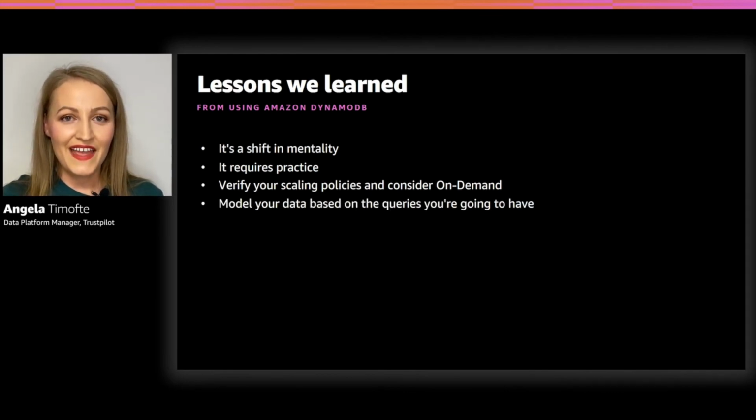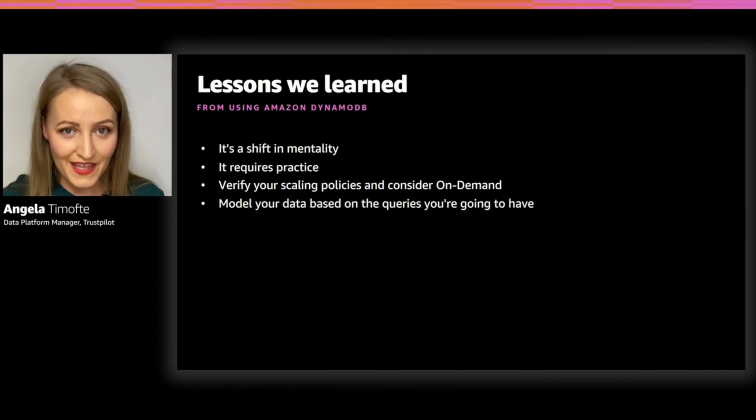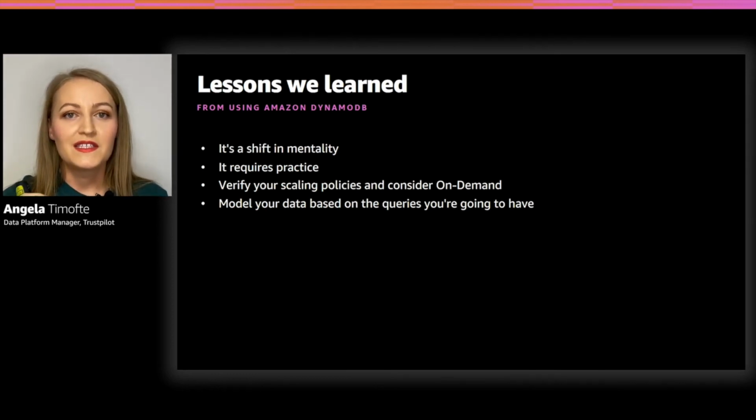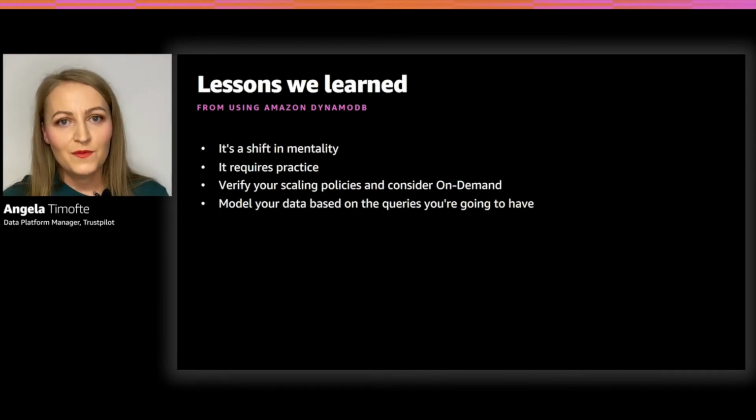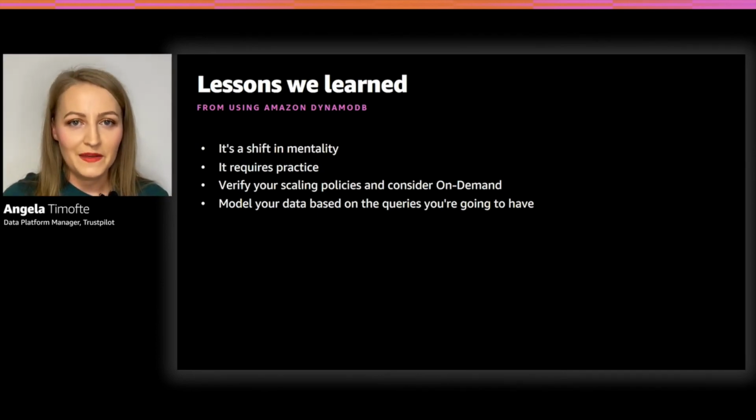Then the next lesson, I think this one is the most important, is that you should model your data based on the queries that you are going to make. And I can't stress this enough, because if you don't save the data based on the queries that you're going to make, you end up scanning your data. And you don't want to scan your data, because then you end up looking through the whole database before you get the result you want. So really think about the queries that you want to make and then model your data.